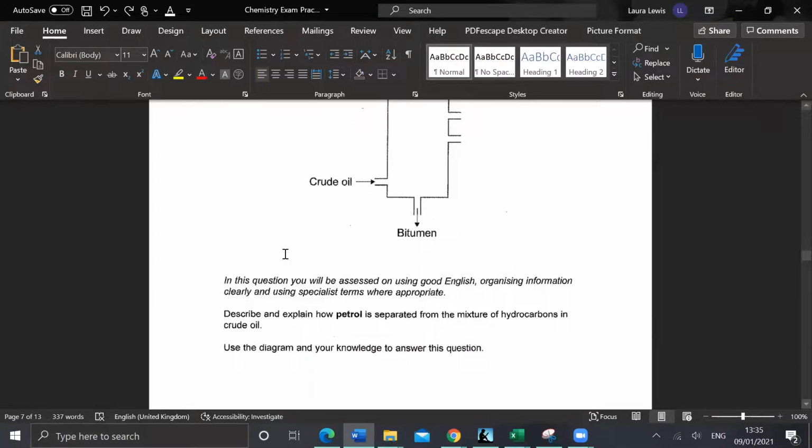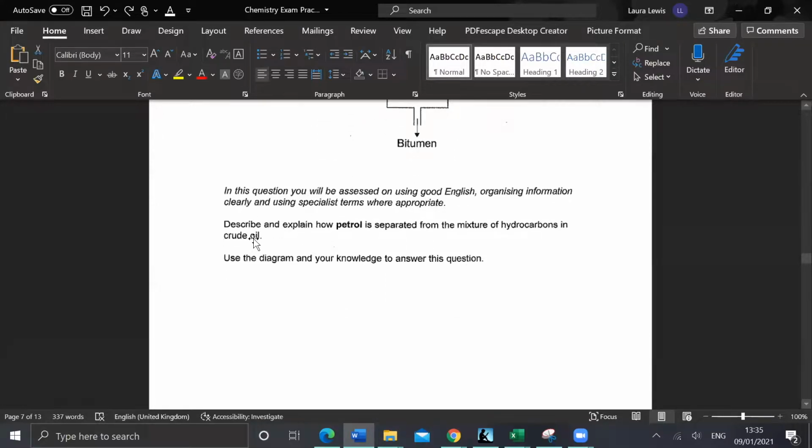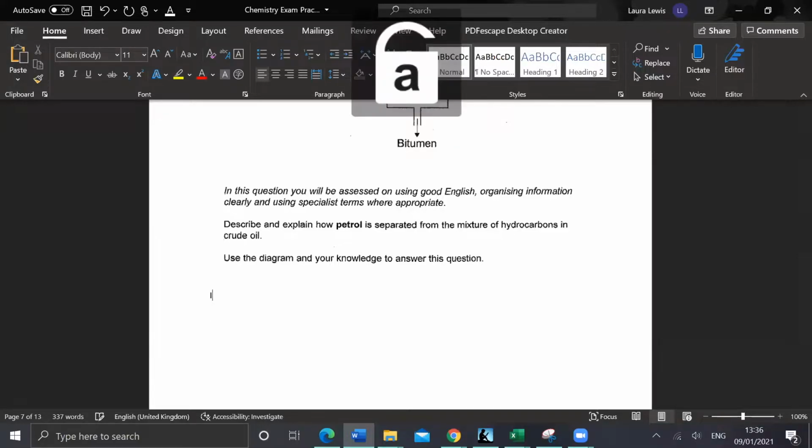It says in this question, because this is going to be a 6 mark one, you see that? It's always a 6 mark one. In this question, you'll be assessed on using good English, organizing information clearly, and using specialist terms where appropriate. Describe and explain how petrol is separated from the mixture of hydrocarbons in crude oil. Use the diagram and your knowledge to answer this question. So this is a fractionating column. Let's talk about it. What's happening here? In fractional distillation, that's a fractionating column in the fractional distillation process.